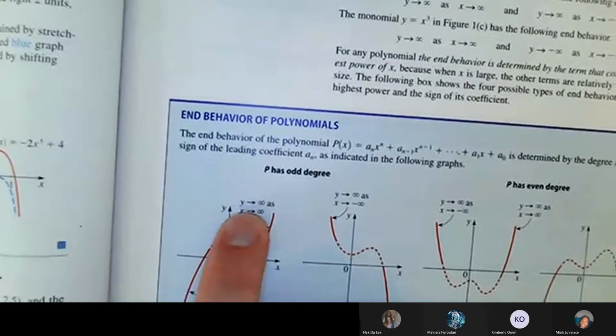Also, I should say, instead of using the P of X notation, or R of X for their functions, they're using just Y. You can't see it, probably. They're using the letter Y instead of P of X or R of X or Q of X. That's just the notation they chose to use in that little box.